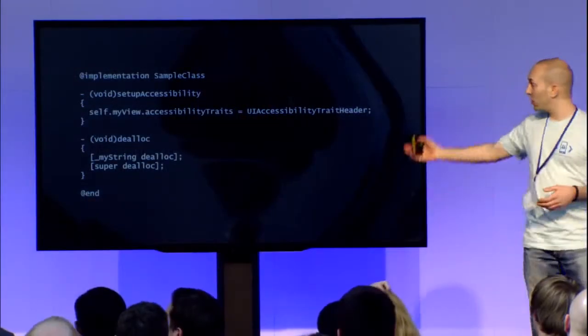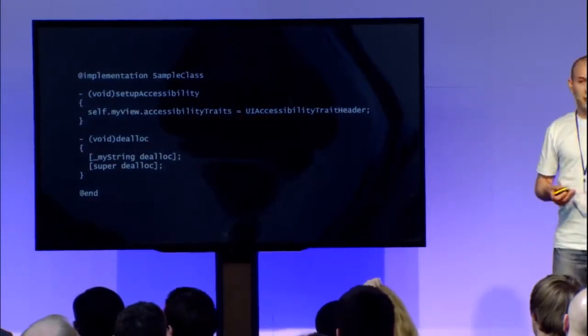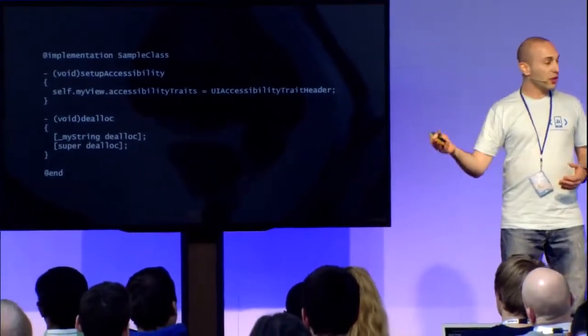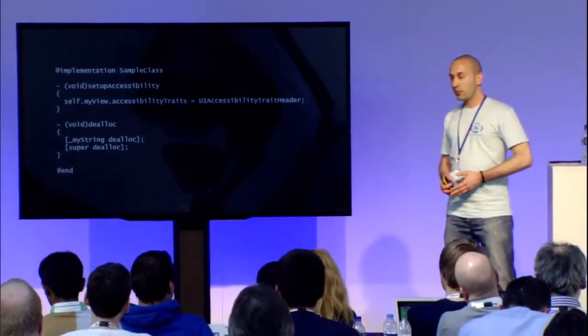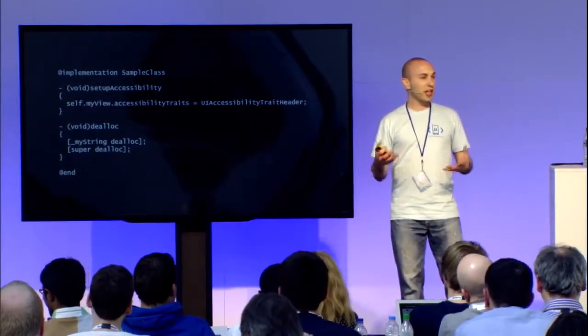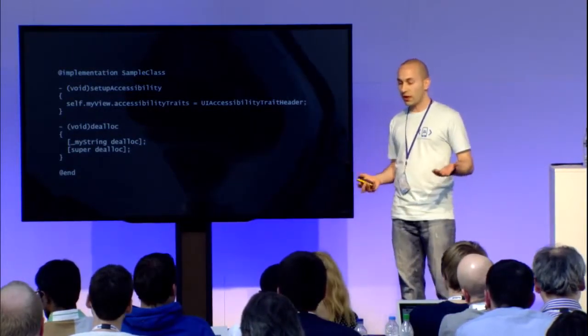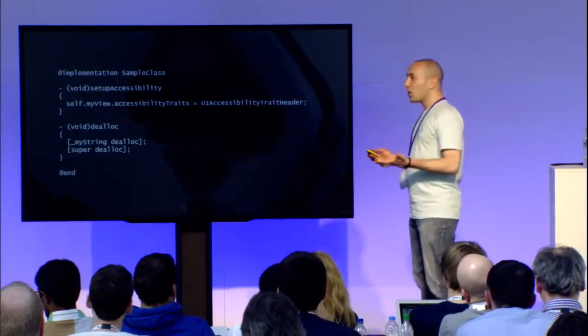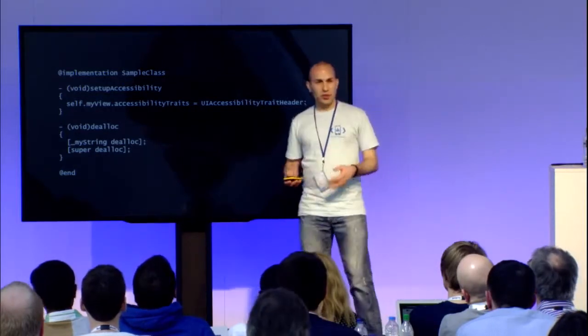And if you can read this, the first few lines is a method that basically goes and sets an accessibility trait on a view to tell the view that it's a header. The second block is a dealloc, where you release your instance variables. And so when I run this through ArcLint, this gives me a couple warnings. Actually, one warning and one error.